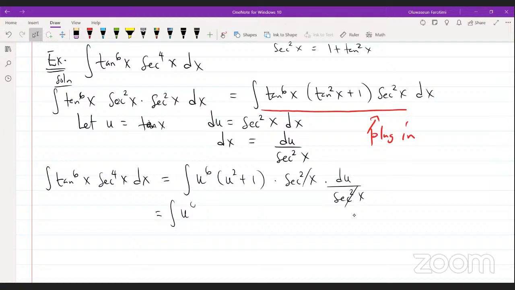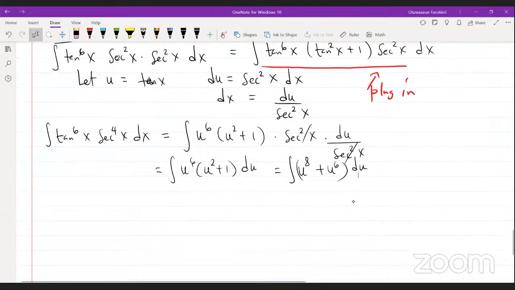So this is the integral of u to the 6th, u squared plus 1 du. And then this is exactly u to the 8th power plus u to the 6th power du. So now you have a very simple integral to work with, and that gives you 1 over 9 u to the 9, plus 1 over 7 u to the 7 plus c.